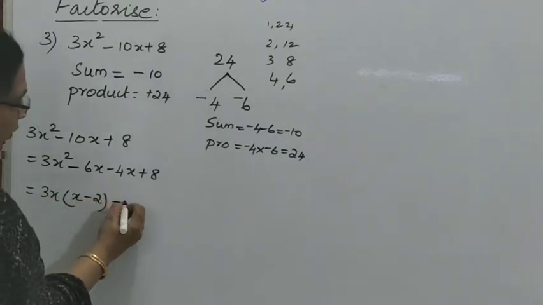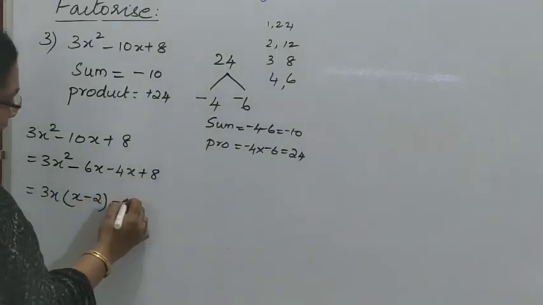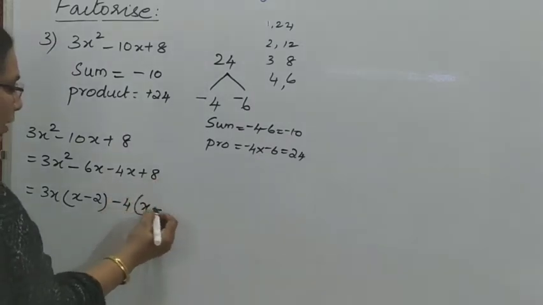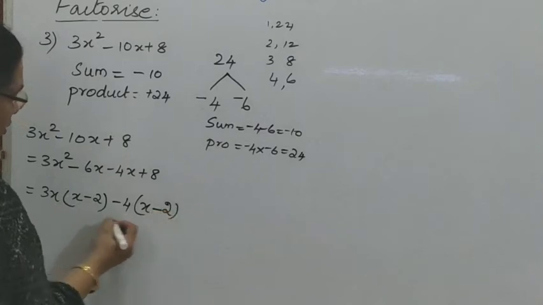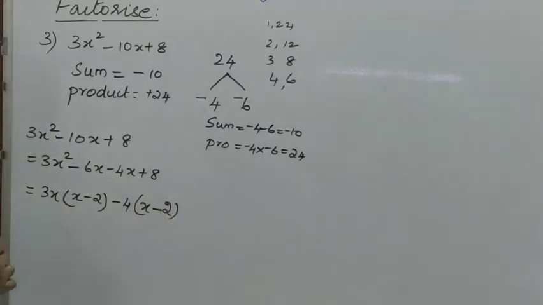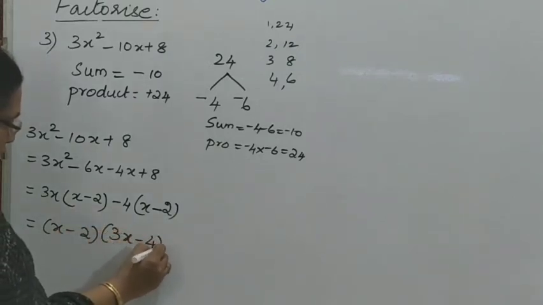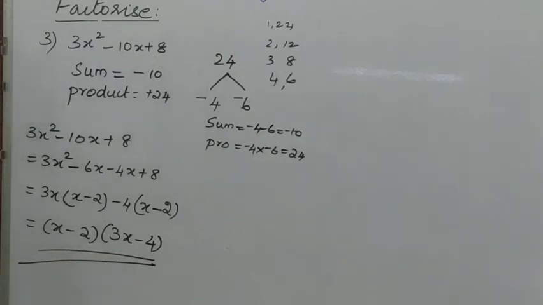Now minus 4 and 4x plus 8. Minus 4 we are taking out, which means it will be x. Again 8, what is remaining there? 2. So if you consider these two terms, what is the common factor? The common factor is x minus 2. Then the remaining is 3x minus 4. So this is the answer.